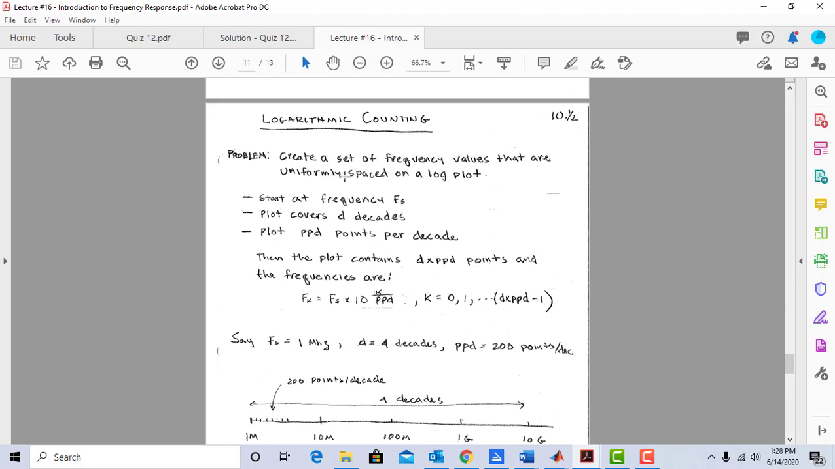My problem is that I want to create a set of frequency values that are uniformly spaced on a log plot. I'm going to start at frequency fs, that's frequency f start. Because I got to start somewhere other than 0, because I'm on a log plot, and I can't represent 0 on a log plot. So we're going to start at frequency fs. And then I'm going to say, how much should I plot? And we'll say, let's cover d decades.